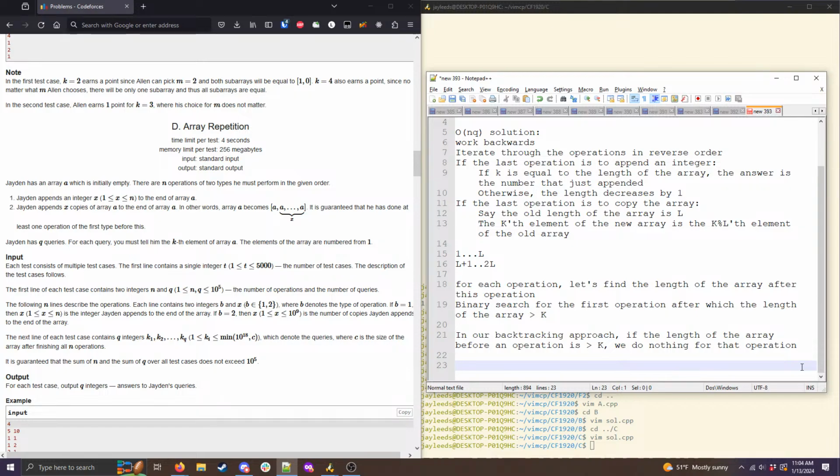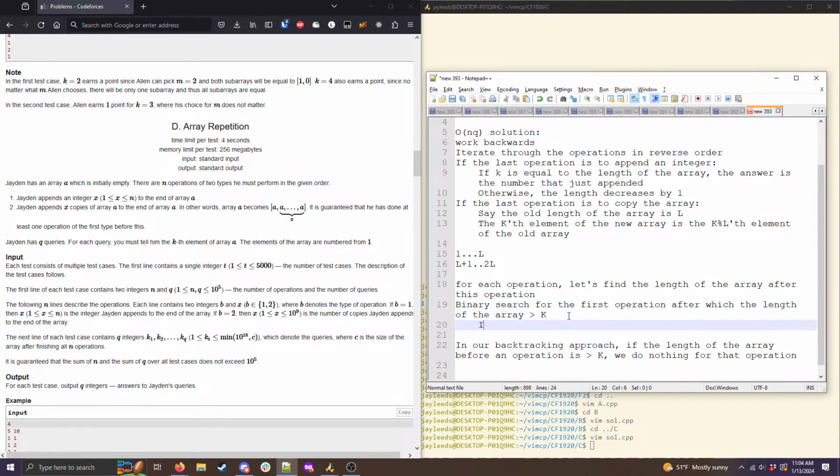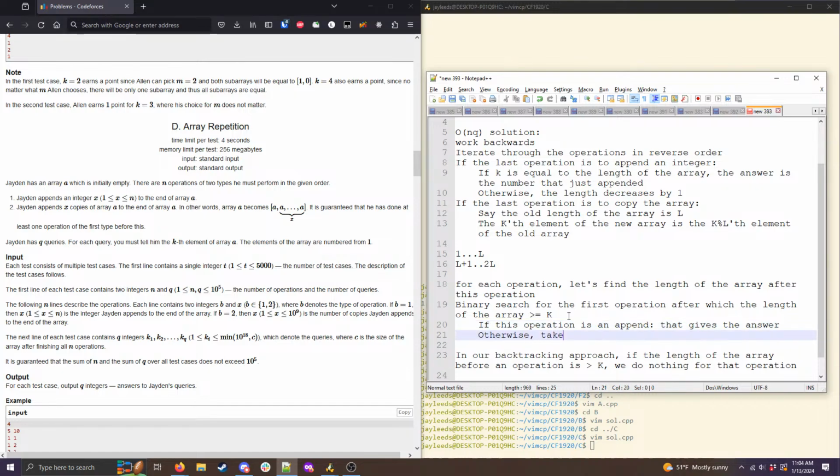So once we do this binary search, if this operation, I should say, has length greater than or equal to k, and it is an append operation, that gives the answer. Otherwise, take k mod the prior length.